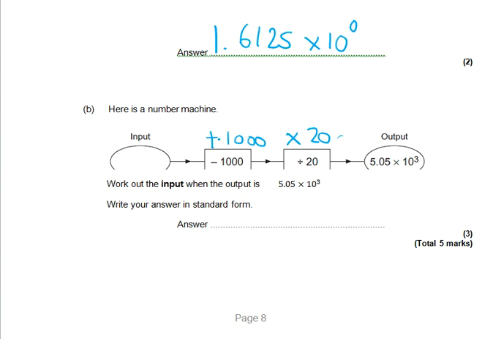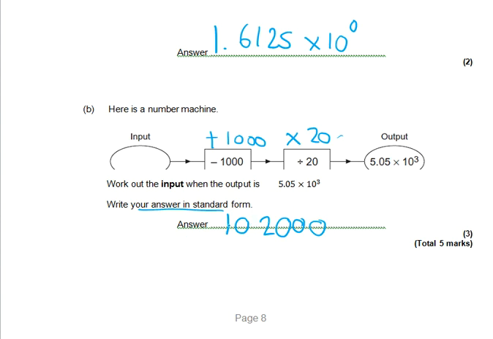At this stage, I'm just going to press 5.05 times 10 to the power of 3. I'm just going to press equals at this stage and then press times 20. Press equals and then press plus 1000, equals, and we end up getting 102000. Now again, that wants to answer in standard form.